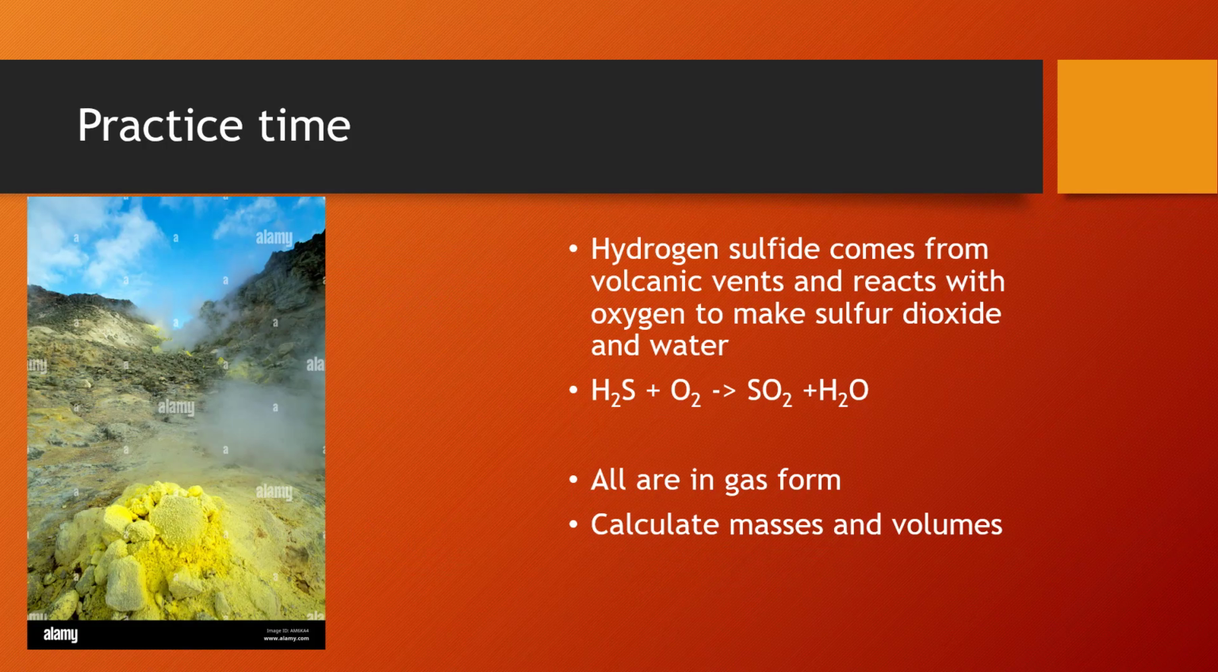So take some time to practice with this hydrogen sulfide coming from volcanic vents. It reacts with oxygen to make sulfur dioxide and water. Now remember, all of these are in gas forms, so you can use your standard temperature and pressure to calculate the volumes, and you can calculate the masses. Check your math, practice that out a little bit, and enjoy, because if you're in this class for a while longer, you're going to be doing a lot more stoichiometry.